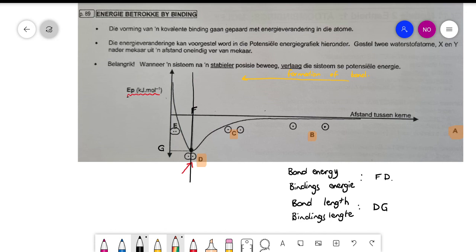We're forcing them closer together than they want to be. So then that repulsive force between the two nuclei becomes massive, and it doesn't like that. It doesn't want to exist like that.